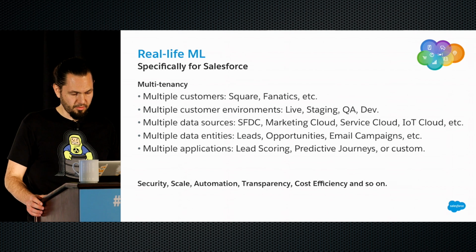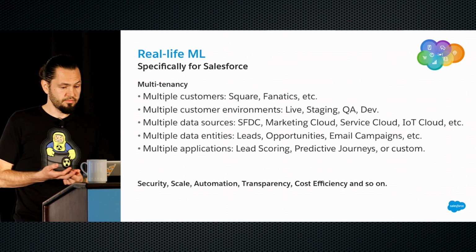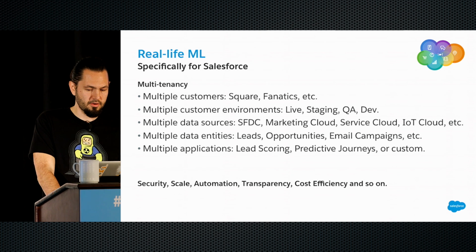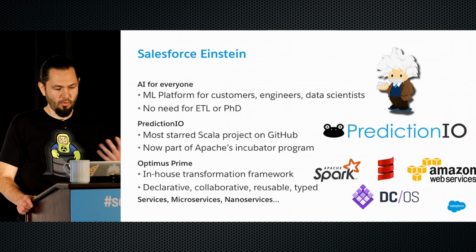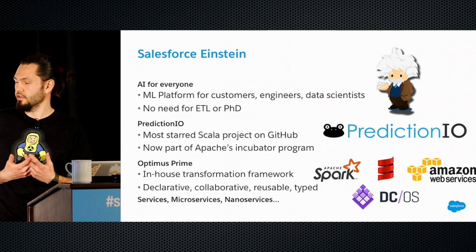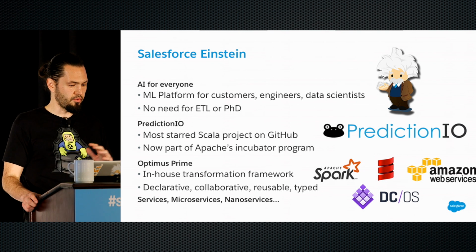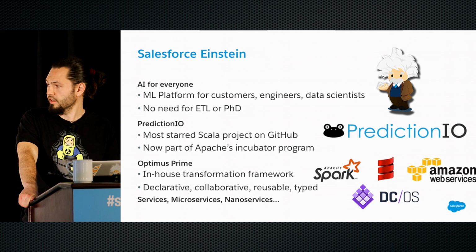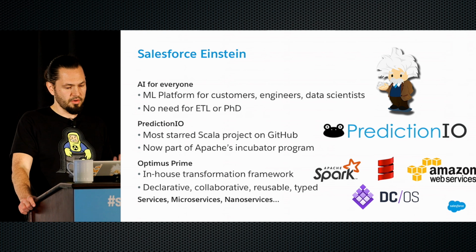And then we have, of course, all the things down here: security, scale, automation, as I mentioned before, transparency for the user, and cost efficiency. We want to make sure our machine learning is trained and scored in an efficient manner. So that's why we went and built Salesforce Einstein. This is our offering for machine learning. It's a machine learning platform for customers, engineers, and data scientists. We're trying to target all audiences, so the person won't need to do ETL or have a PhD in maths or stats or anything like that. He can mostly just drag and drop features or write a few lines of code and have his predictions ready.